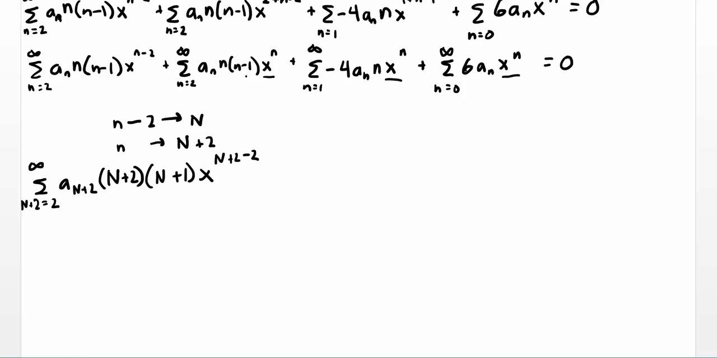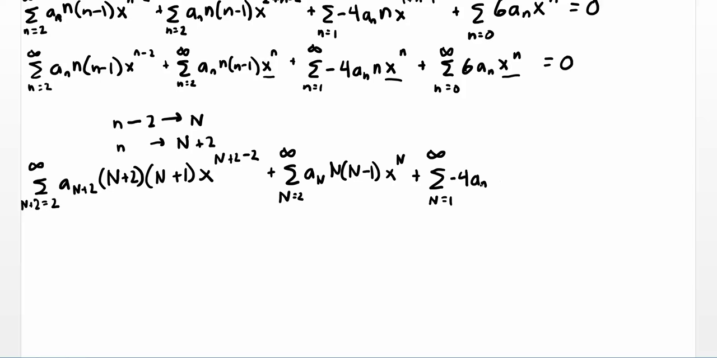We'll rewrite the rest of the series as well, and again we'll just switch to capital N's for convenience. If I miss any capital N's, just keep in mind they should all be capital now. So again, make sure you're checking your work on every step.